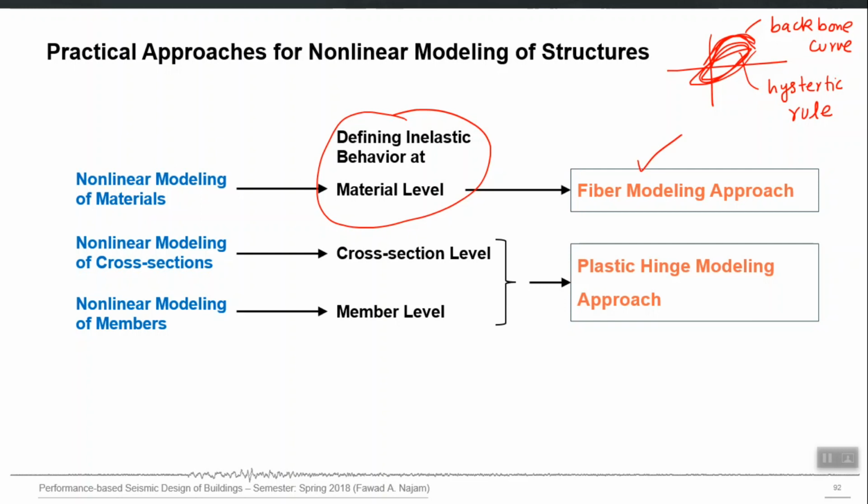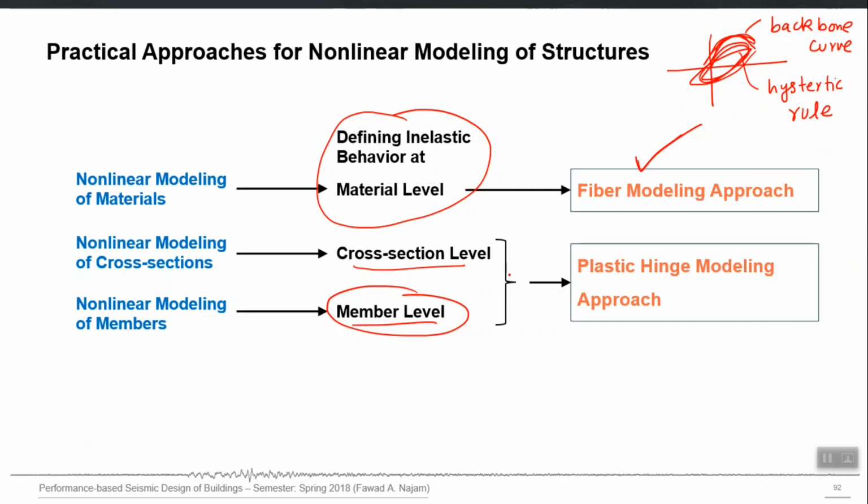So we will not discuss the continuum approach from now onwards, only distributed plasticity, which means the fiber modeling approach, and concentrated plasticity, which is the plastic hinge approach, and that can be at two levels, cross section level and member level, right? In that also we will mostly focus on member level, because we will be using those types of plastic hinges which will have a direct member level action versus member level deformation as an input, right?